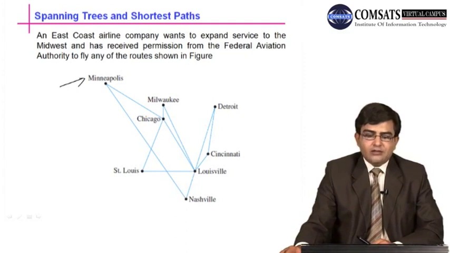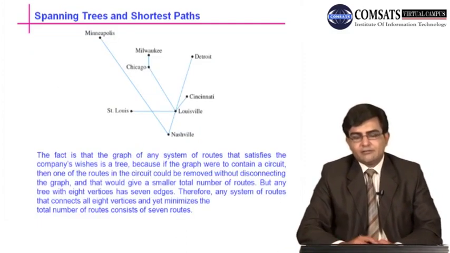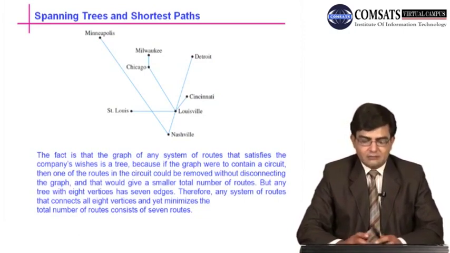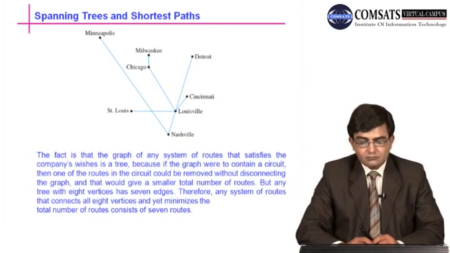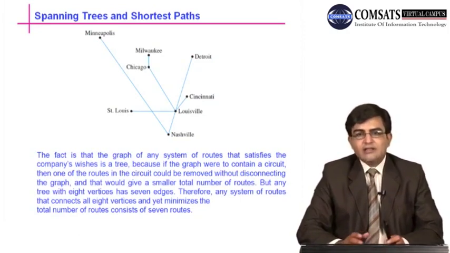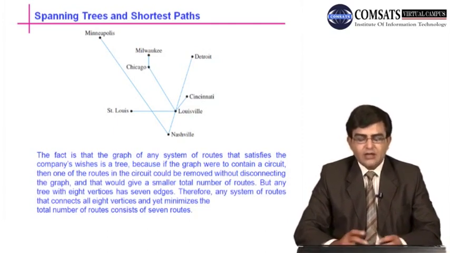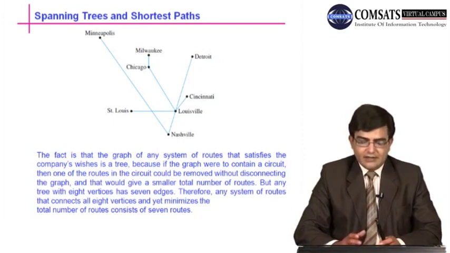What do we do, and how do the trees help us to find the shortest paths? We'll find a tree, which is basically a circuit-free tree, which connects all these cities. So this is how, in such types of problems, we need trees, and these types of trees are called spanning trees.